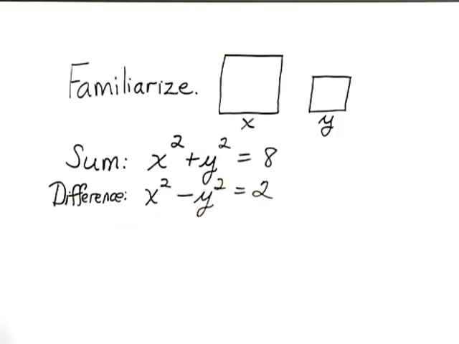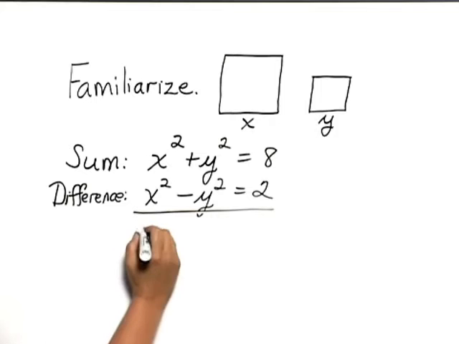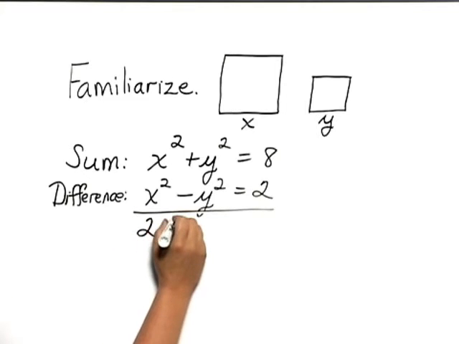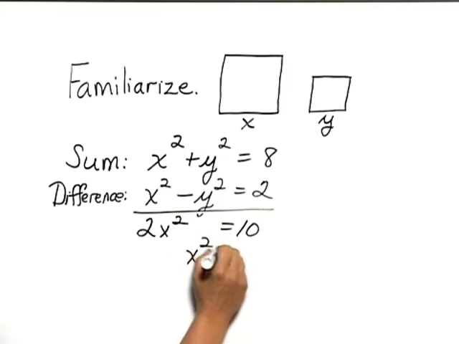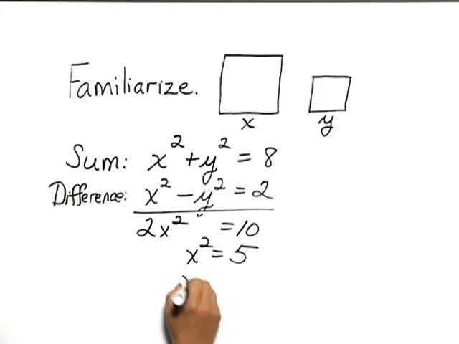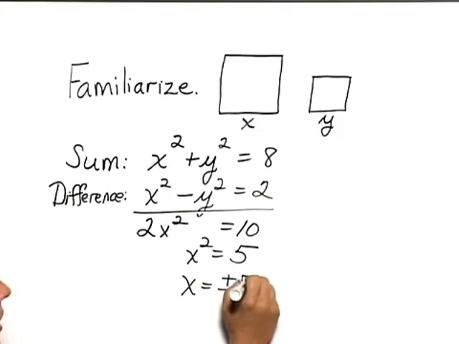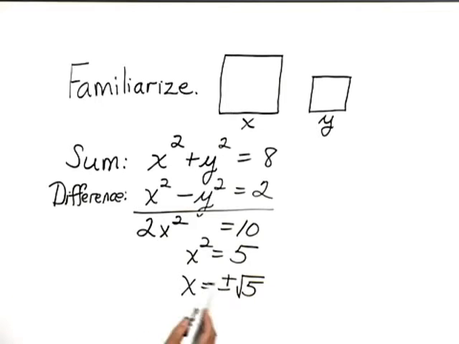Now we can see we have a system of equations, and if we add, we eliminate the y squared. This will give us 2x squared equals 10, or x squared equals 5, or x equals plus or minus the square root of 5. Notice that there are two values for x, but one of them is negative. So we'll just use the x value, positive square root of 5.